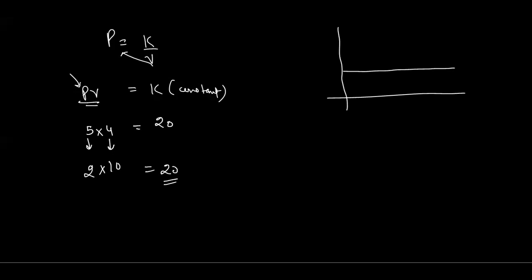Okay, so if we increase this one, let's suppose I'm increasing the pressure by 20, then the volume will become 1 to make it constant. So the product of PV for a fixed temperature and for a fixed mass of a gas will remain constant. So we will say that PV is constant for this one.